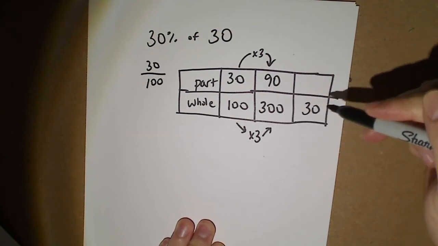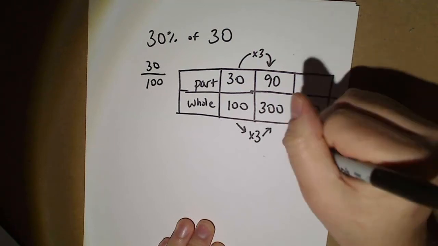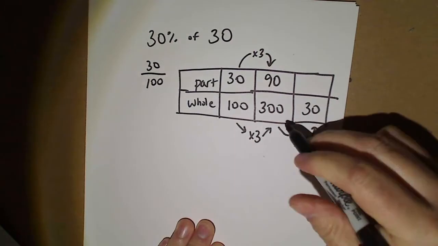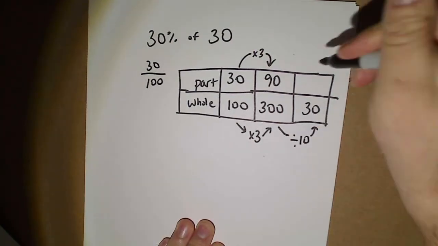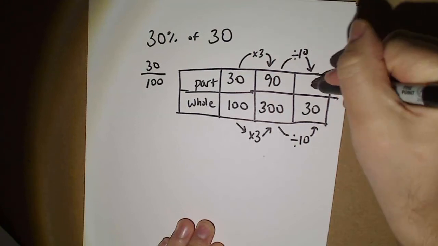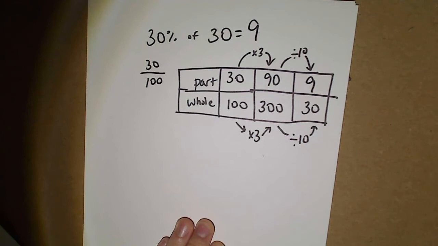Well, that's good, but I need to know what 30 is. Since I inflated to 300, I can easily make that 30 by dividing by 10. 300 divided by 10 is 30. So I'll do the same thing up here. Divide by 10. 90 divided by 10 is 9. That means 30% of 30 equals 9.